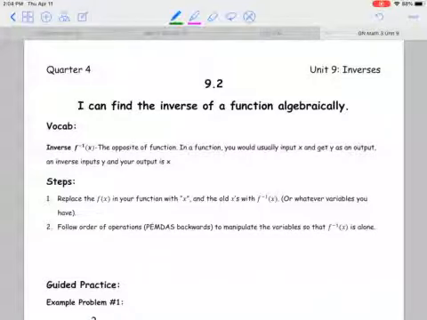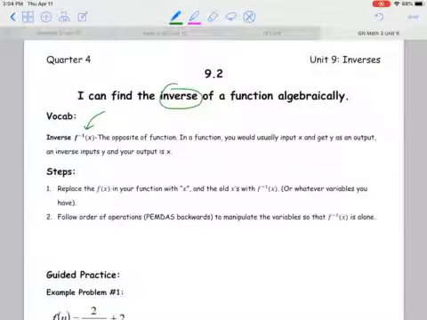Okay, 9.2 is finding the inverse of a function. It's kind of like doing the opposite. We mark it with this -1, meaning that instead of putting in x's and getting out y's, you're doing the opposite. You're putting in the y values and getting x values out of it. So it basically switches their spots.